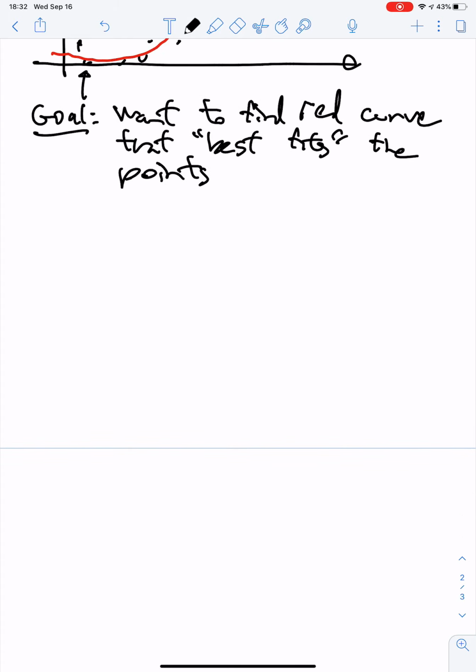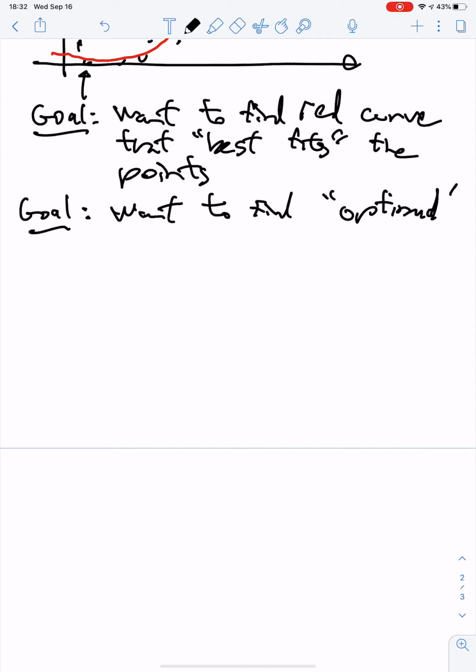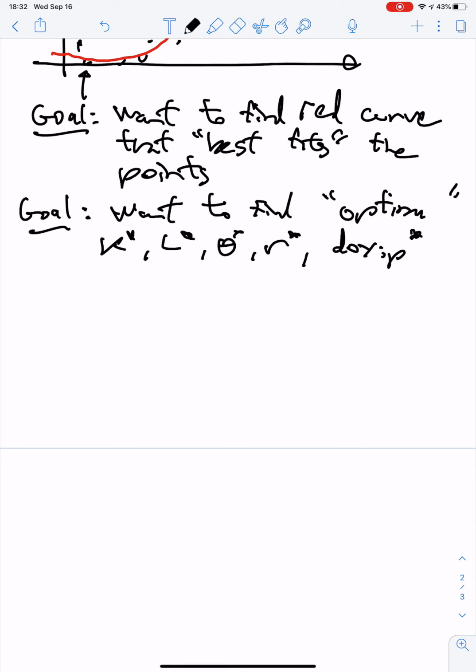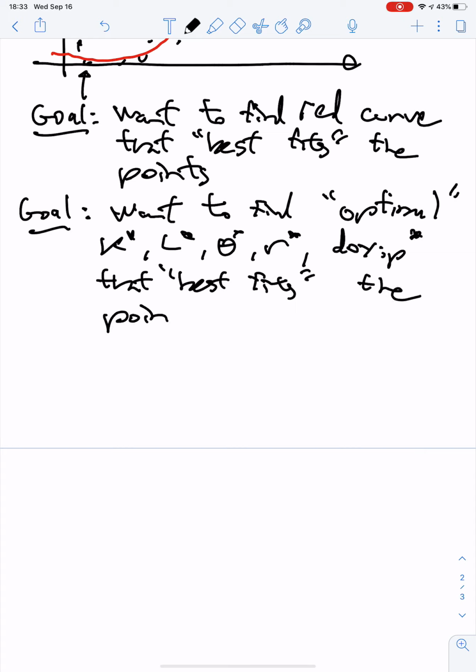So we can state it a little bit differently. Goal restated is we want to find optimal K star, L star, theta star, R star, and DOY inflection point star. Usually we use the star notation to indicate optimal. All right, we want to find optimal values that best fit the points.